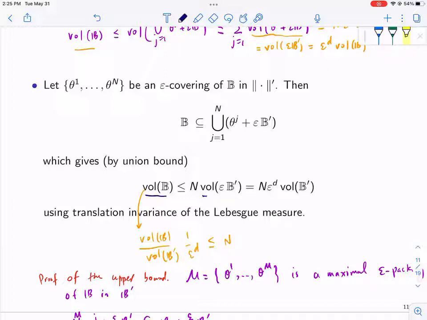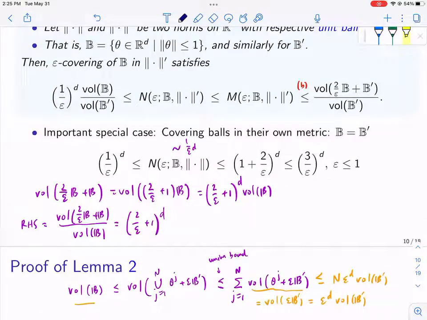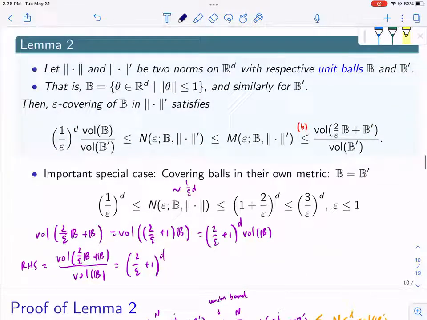So these two would be the same. Intuitively, is this sort of clear roughly? You divide the volume of the bigger ball by the volume of the smaller balls. For example, if I take epsilon equal to 1/2, I get 2 to the d. So the number of balls of radius one half, or the packing number, is at least that.